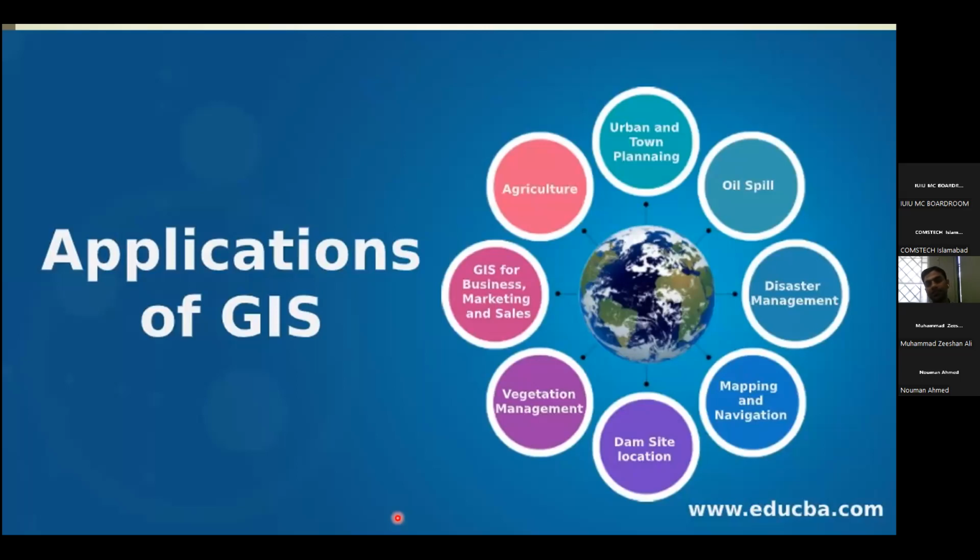Applications of GIS are in agriculture, urban and town planning, oil spills, and business marketing, as I have discussed, as well as vegetation management, dam site selection, mapping and navigation, and disaster management. In the northern areas of the country like Gilgit-Baltistan, Chitral, Muzaffarabad and other attached areas, there are a lot of disasters like landslides that block roads and cut off the transportation network. For those specific problems GIS can be used, and disaster management is a key important role in the country as well.